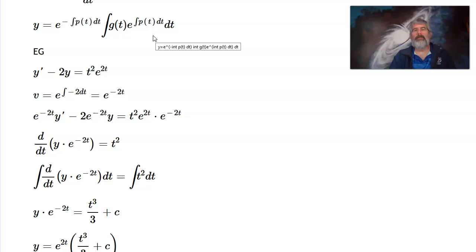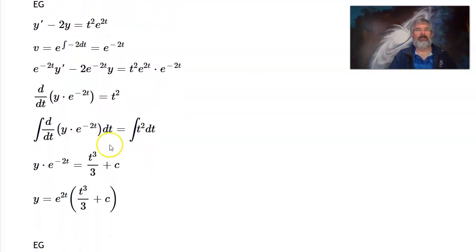But in practice, it isn't necessarily crazy weird, because when you multiply the g times the integrating factor, it comes out to be something nice. So this integral is just the integral of t squared, which is t cubed over 3 plus a constant. The left-hand side is nice because it's just y times the integrating factor, and the right-hand side is nice in this case because it's just t cubed over 3.